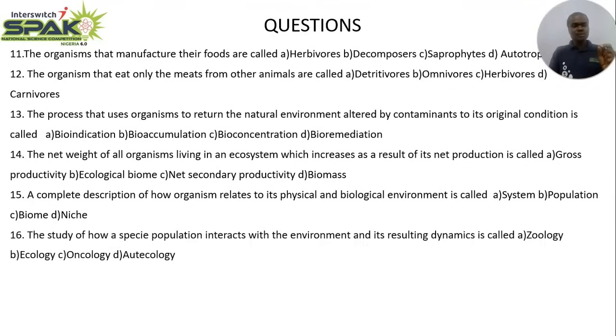The study of how a species population, there should be an S at the back of that. The study of how a species, the word species has no singular or plural. The study of how a species population interacts with the environment and its resulting dynamics is called that. Zoology, the study of animals. Ecology, the study of organisms and the environment.